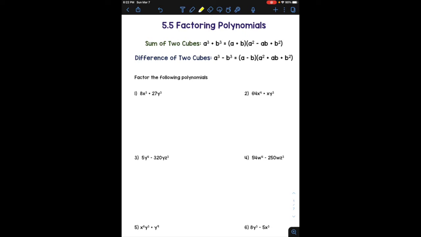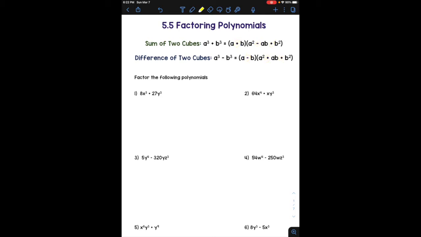As you can see, the two models are very, very similar of the two factors. The only difference are the signs within the factors. For example, the sum of two cubes in the first factor starts with an addition sign, and the difference of two cubes starts with a subtraction sign. Going on to the next factor, the sum of two cubes then has a subtraction sign and an addition sign, where the difference of two cubes has two addition signs.